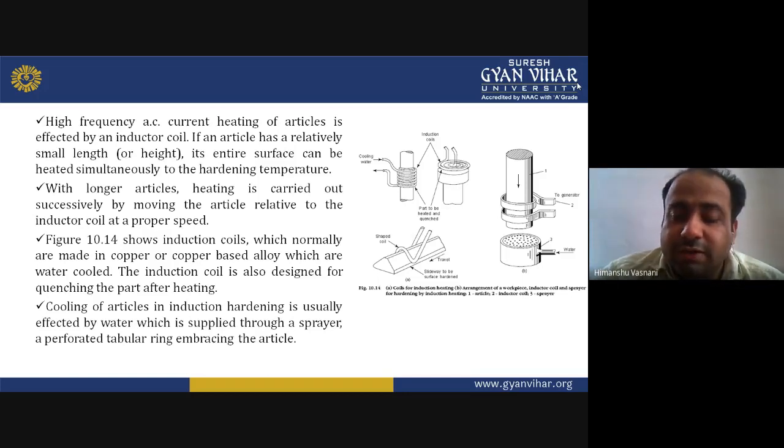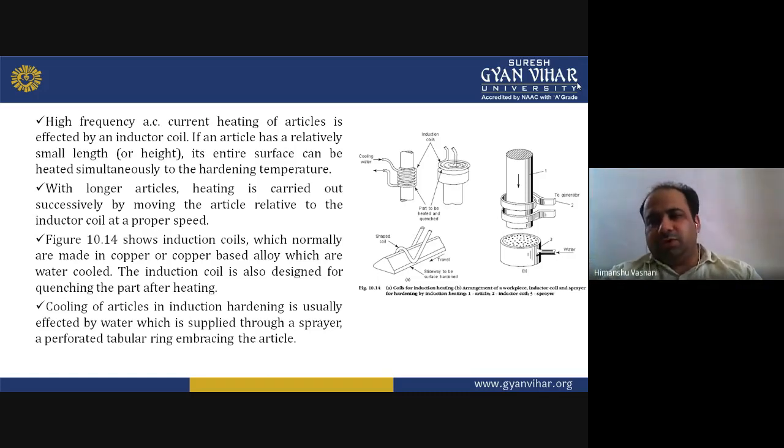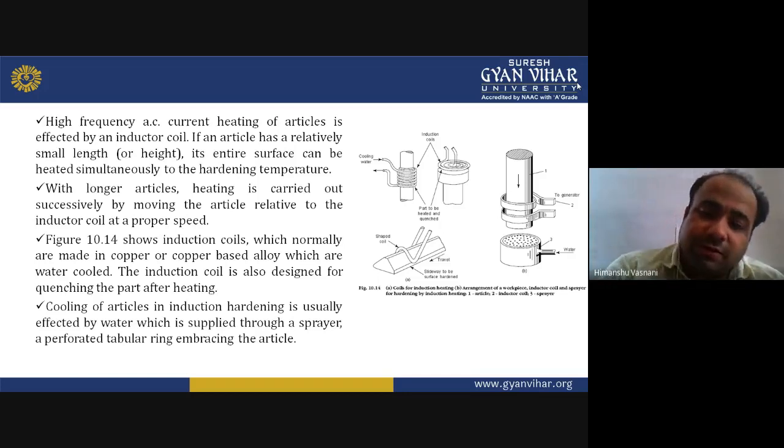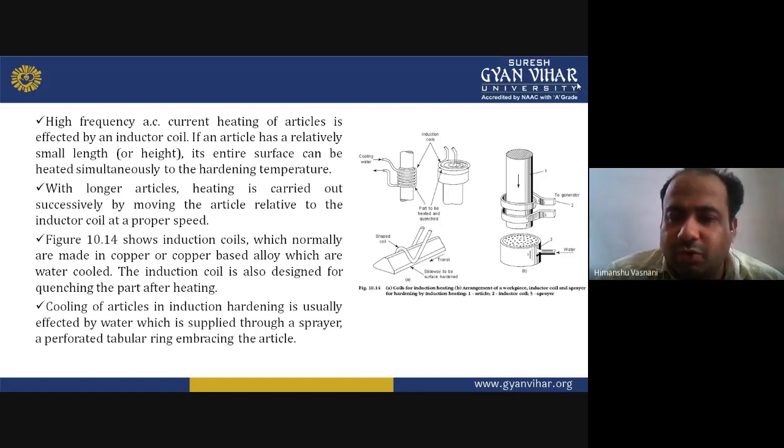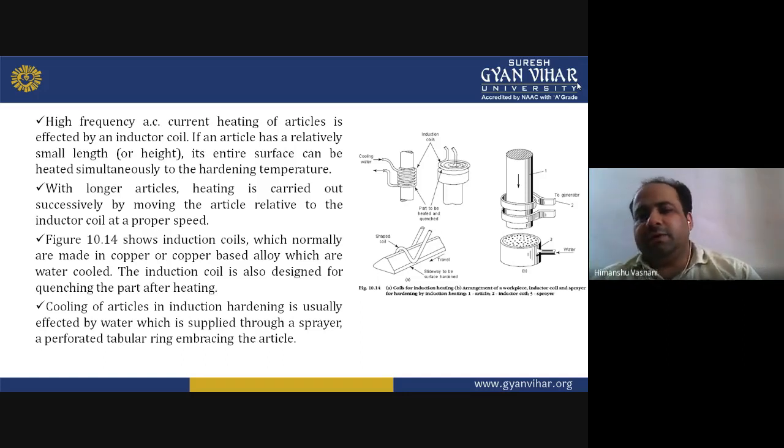So it is written that the coils for induction heating are shown in A, and then the arrangement of a workpiece and inductor coil. The workpiece, inductor coil and spray for hardening by induction heating. The number one written in figure B is the article or the part, two shows the induction coil, or inductor coil, you can say, and the third is the sprayer. So this diagram is showing you a more elaborate, you can say, or different ways of induction heating.